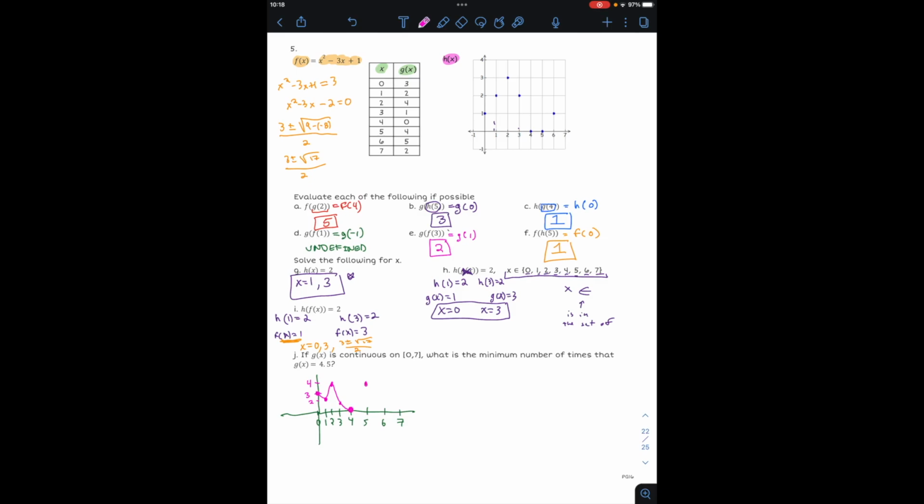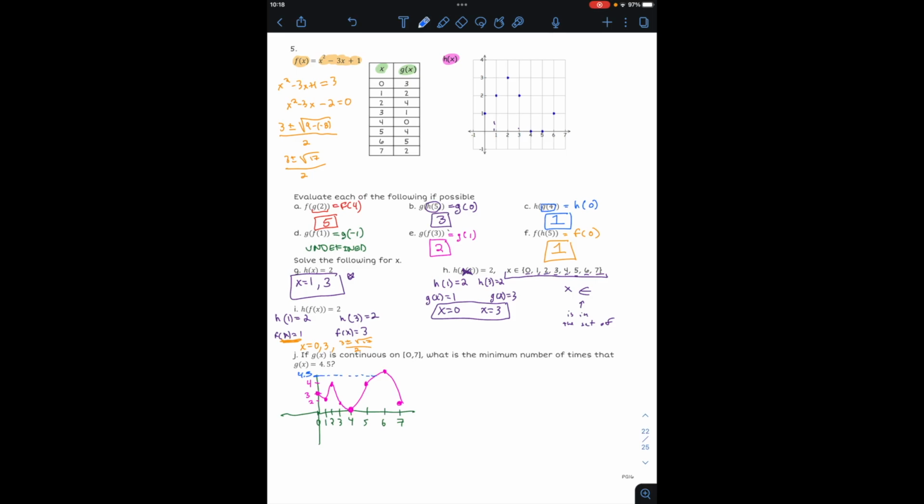Then 5, we go back up to 4. 6, we go up to 5. Right? And here's the interesting part. 7 goes to 2. So off we go. So there we go. We're on our domain. But the question is, how many times must we be equal to 4.5?